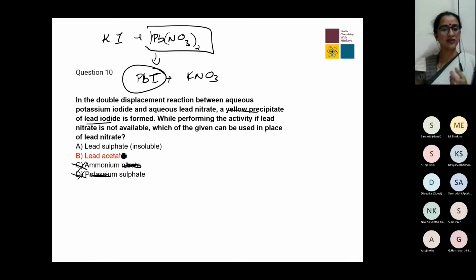Okay, the other key thing is here, we are told that lead sulfate is insoluble, and you cannot perform a double displacement reaction if you don't have 2 aqueous solutions. So that automatically rules out option A. So that leaves only option B, lead acetate. Lead acetate is the only other option that can be used when you're performing a double displacement reaction, if you want to still get your lead iodide as your precipitate.